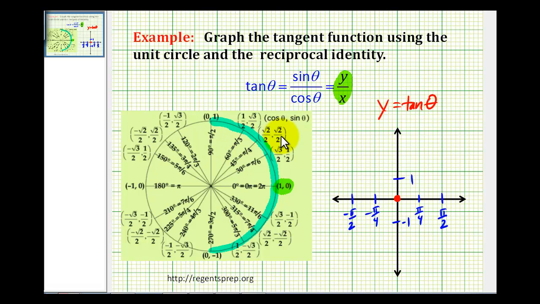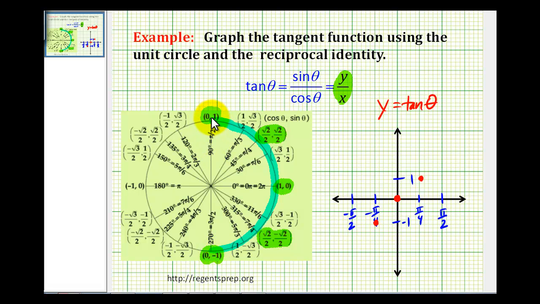Now let's take a look at pi over 4 radians, or 45 degrees, and negative 45 degrees, or negative pi over 4 radians. At pi over 4 radians, notice the x and the y coordinates are equal to each other, so y divided by x would be equal to 1. So at pi over 4, tangent theta is equal to 1. And at negative pi over 4 radians, notice how the y coordinate is negative, so the tangent function value would be negative 1 here.